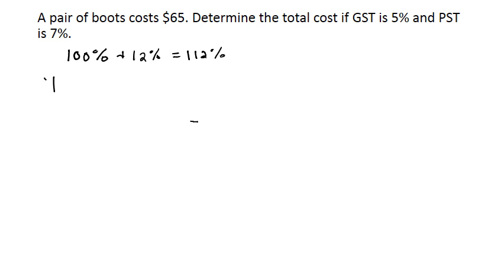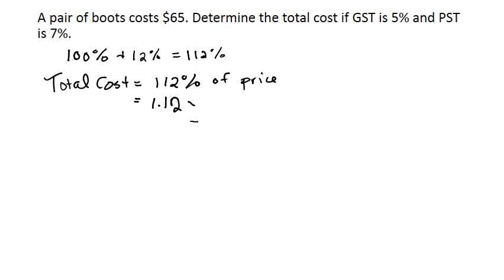So we could just do one calculation. Total cost is equal to 112% of the price. So 112% is 1.12, and our sales price is $65. So it'll be 1.12 times 65. When we do that, that should give us the same answer as we've gotten before of $72.80.